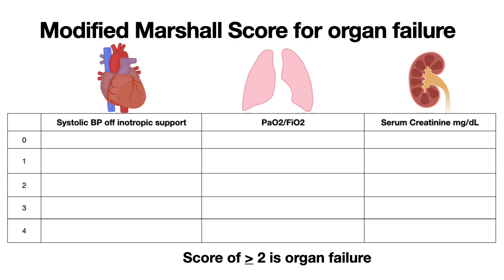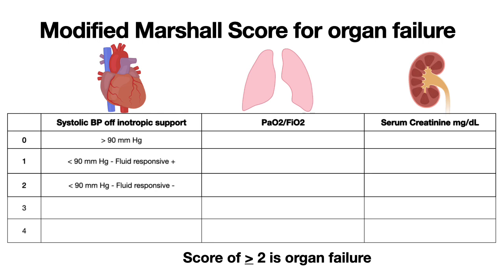So, to just go through this, when it comes to assessing the cardiovascular system, a blood pressure above 90 millimeters of mercury without being on any inotropic support is a score of 0, and below 90 millimeters of mercury, but it responds nicely to fluid challenge, that is a score of 1. And if it doesn't respond to fluid challenge, it is a score of 2. And with hypotension, the next step is impaired tissue perfusion, leading to lactic acidosis. So, along with hypotension that is not fluid responsive, if you notice acidosis, depending upon the severity, it is a score of 3 or 4.